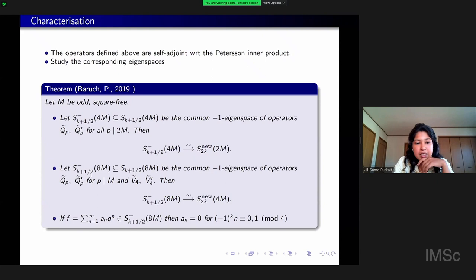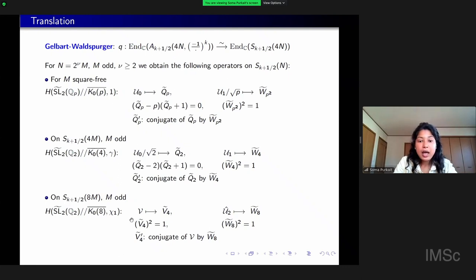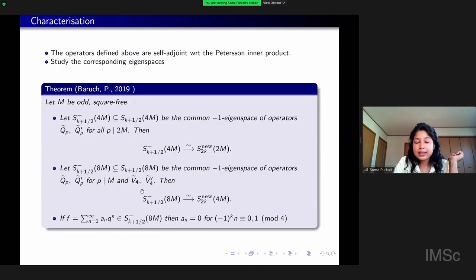Okay, so then in the case of 8M, we define S_{k+1/2}^-(8M) to be the common minus one eigenspace of the operators Q_p tilde and Q_p' tilde coming from the U_0 over here, and the operators V and its conjugate, so V4 and V4 tilde. And we show that this common minus one eigenspace is precisely Hecke isomorphic to the new space of integral weight and level 4M. And so apparently S_{k+1/2}^-(8M) does satisfy a Fourier coefficient condition, and it's precisely the opposite of the Kohnen plus Fourier coefficient condition. So it satisfies a condition like this. I think that's where our results differed with the result of Manickam, Mehra and Ramakrishnan.